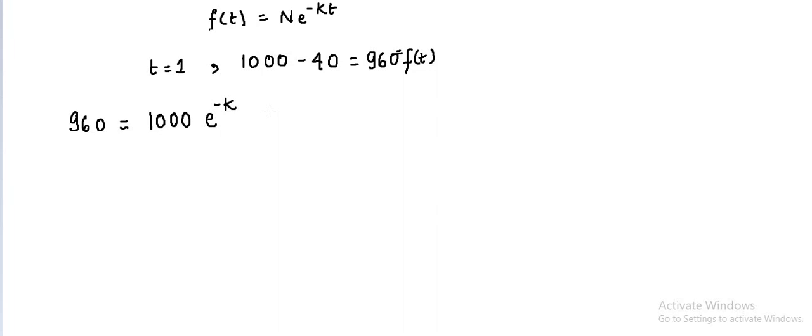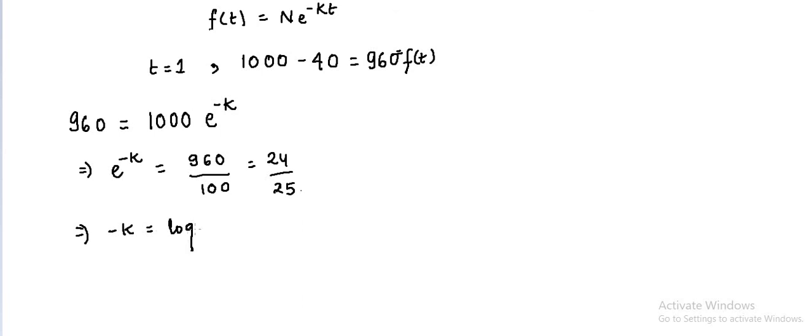heard about the vaccination. So now from here, if you find out the value, this will give you e to the power minus k is equal to 960 by 1000. Calculate this value. This is going to be 24 by 25. Fine. Take the log both sides. This will give you minus k is equal to log 24 by 25. So we have obtained the value of minus k here.